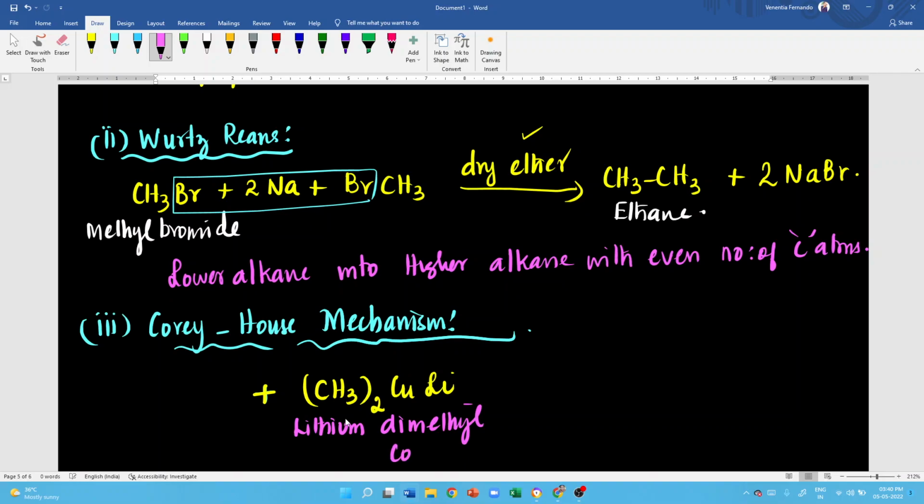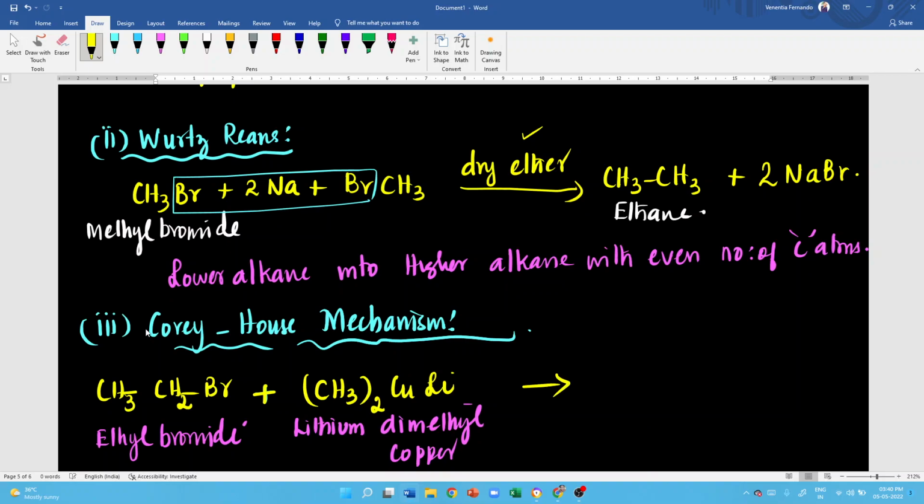To this I'm going to add ethyl bromide. The formula for ethyl bromide is 2 carbon with 1 Br, so CH3CH2Br. Now it will give propane. The formula for propane is CH3CH2CH3, along with methyl copper, CH3Cu, and lithium bromide, LiBr. So I get propane here.